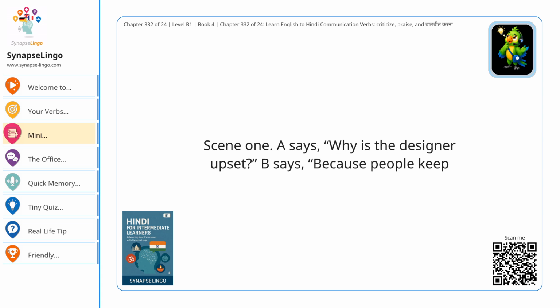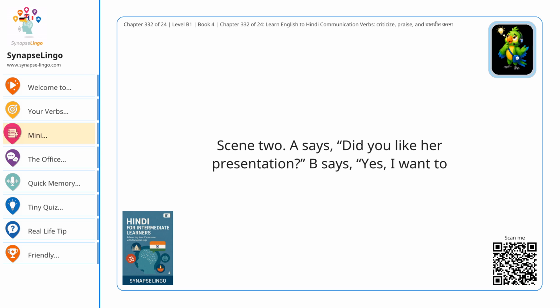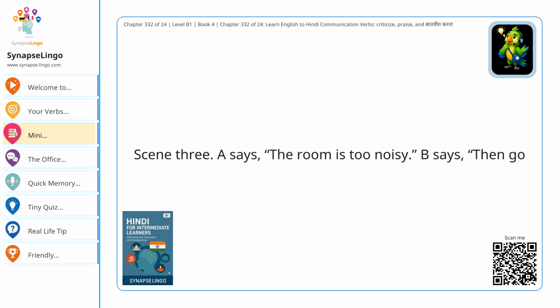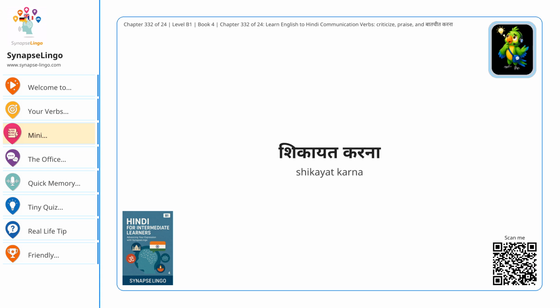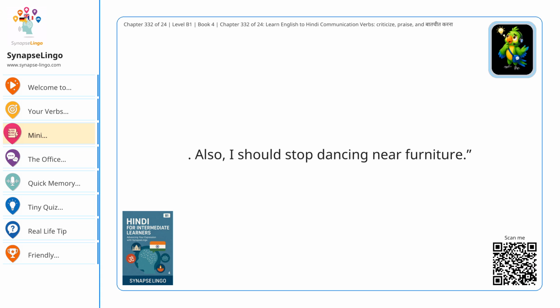Scene 1. A says, "Why is the designer upset?" B says, "Because people keep आलोचना करना his work." Scene 2. A says, "Did you like her presentation?" B says, "Yes, I want to प्रशंसा करना her effort." Scene 3. A says, "The room is too noisy." B says, "Then go शिकायत करना politely." Scene 4. A says, "You broke my mug." B says, "I should माफी मांगना. Also, I should stop dancing near furniture."